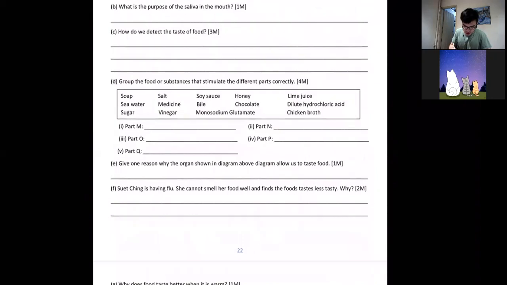So which part goes where? You put yourself lah. Is it MSG? It will go to your umami. Chicken broth is also umami. This is why we make broth, chicken broth, pork broth. This is to increase the umami to make that thing taste better.